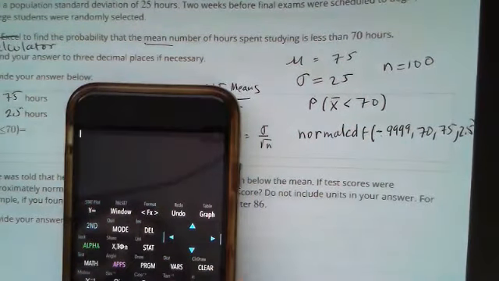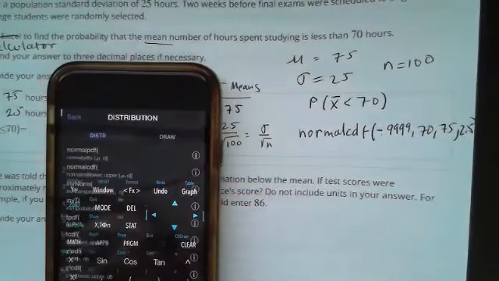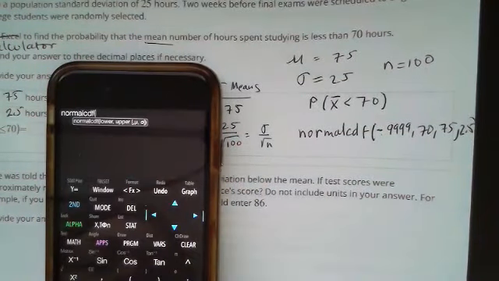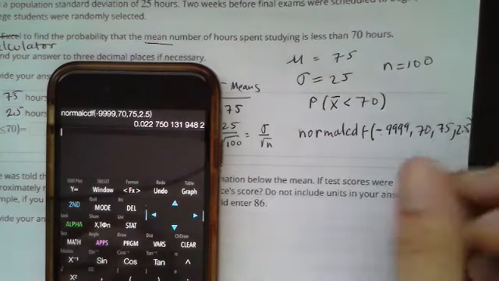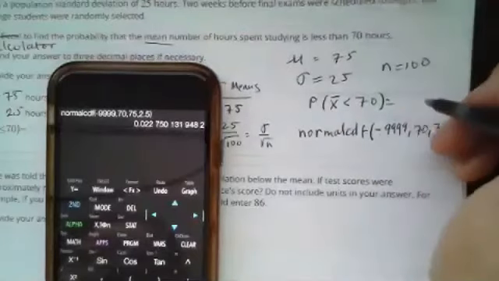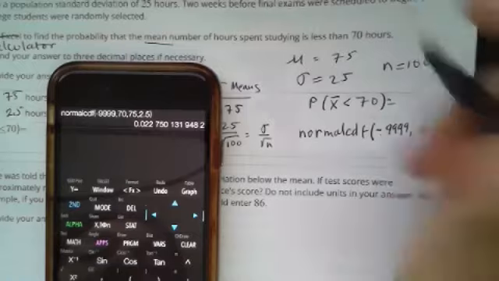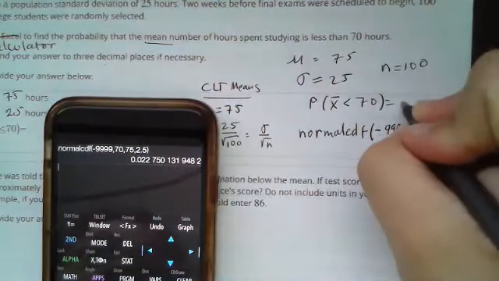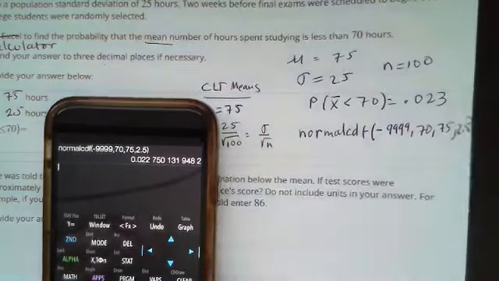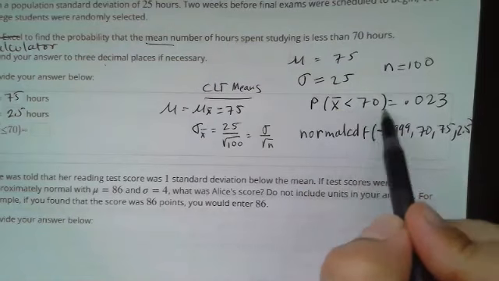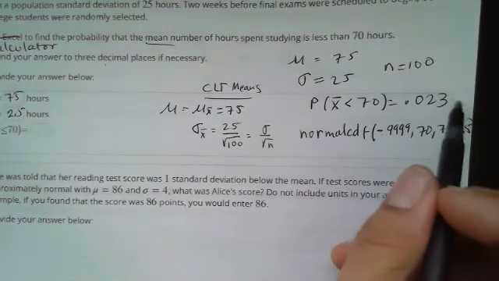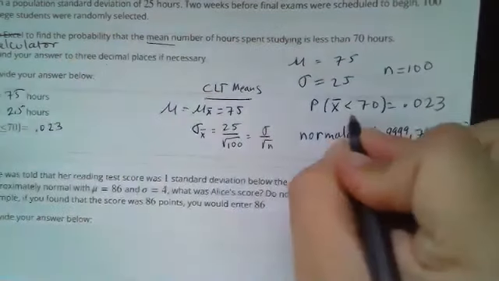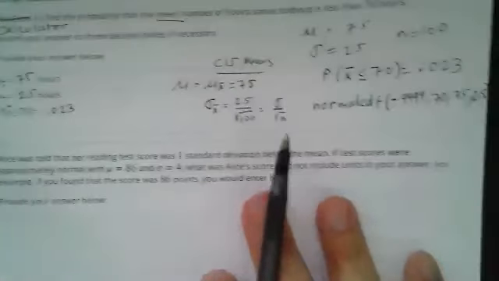Okay, second, clear this. We're doing distribution. Norm CDF, negative 999, comma, up to 70, and then the mean is 75, and then the standard deviation for the means is 2.5, and that's it. So your answer will be 0.022275, but it says round to 3 decimal places, so it will be 0.023. So the probability that the sample mean is less than or equal to 70 is 0.023. In this case, remember, it doesn't matter whether it's less than or equal to because it's an area.